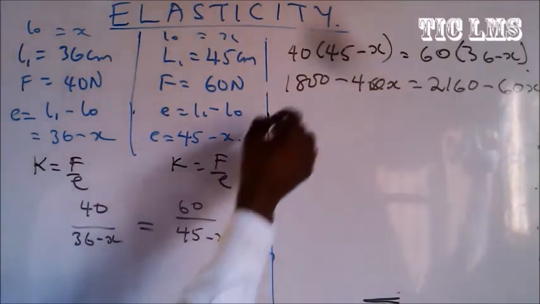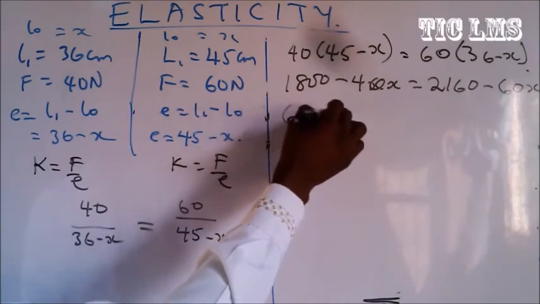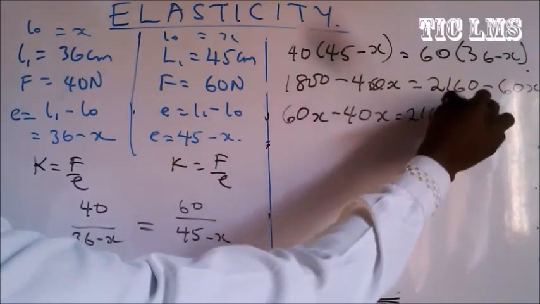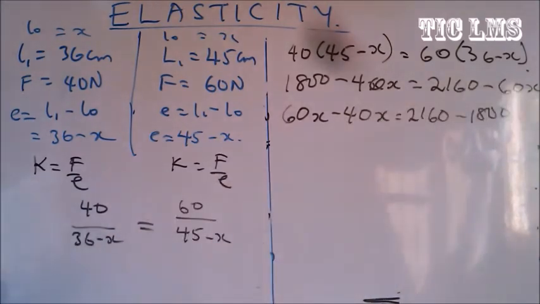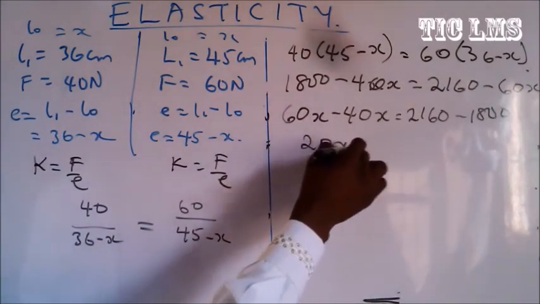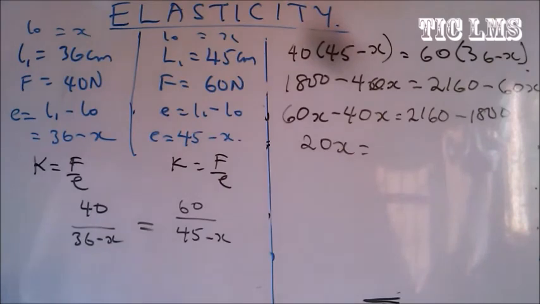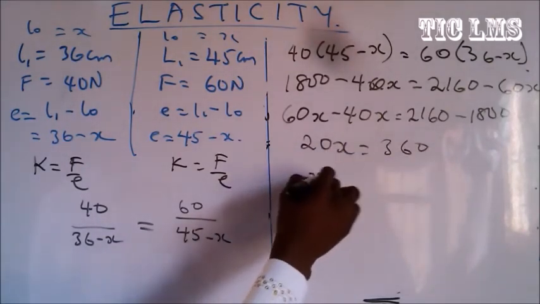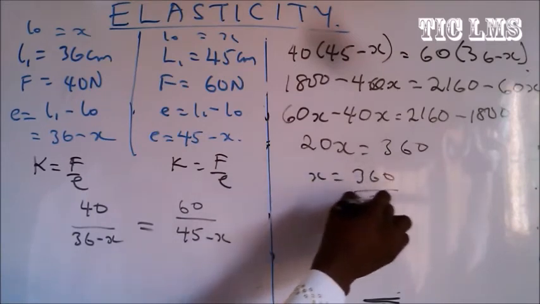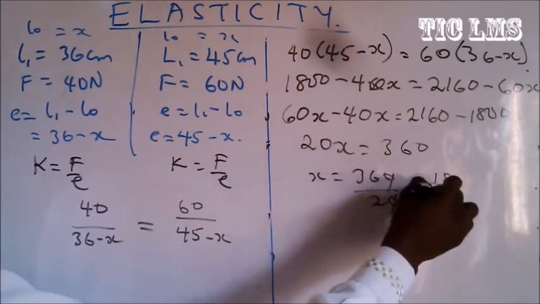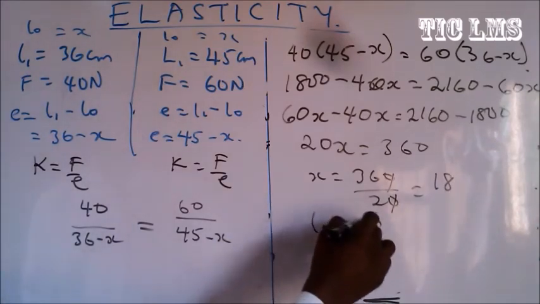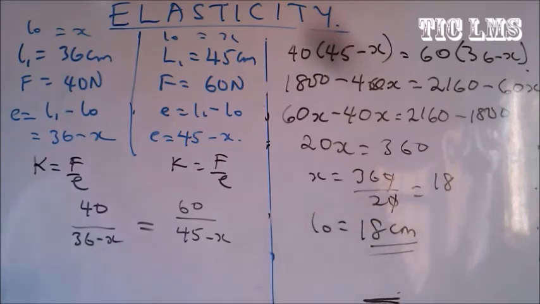We collect the like terms. So we have 60x minus 40x equal to 2160 minus 1800. 60 minus 40 gives us 20x. Then 2160 minus 1800, that gives 360. So x equals 360 divided by 20. And so we have 18. Hence, the original length equals 18 centimeter.